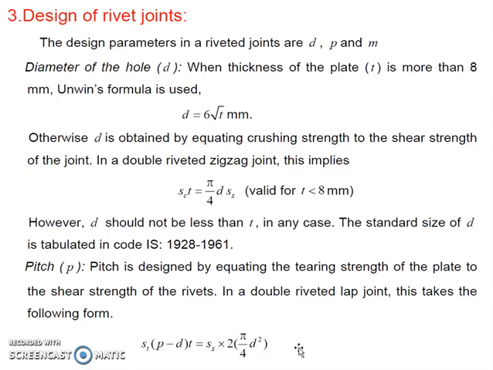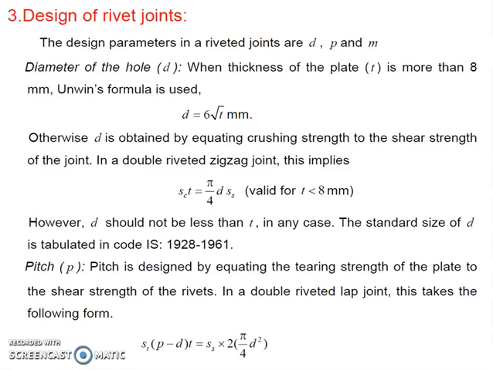diameter of the hole required. If the thickness of the plate is more than 8 millimeters, we follow Unwin's formula, which is D equals 6 times the square root of T. Otherwise, you can obtain the same diameter by equating the crushing strength to the shear strength in a double riveted zigzag joint, which means SC D T equals pi by 4 D square SS. This is only valid for the thickness being less than 8 millimeters. However, the diameter should not be less than T in any case.